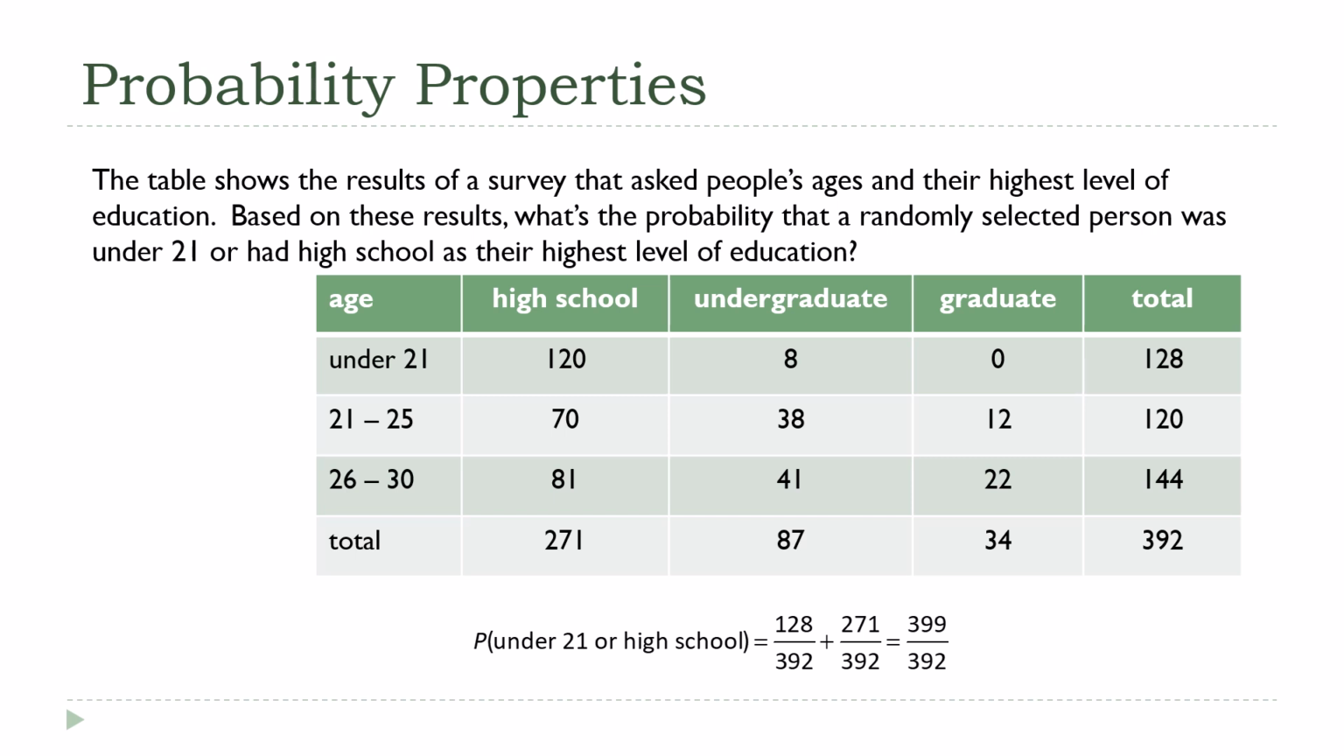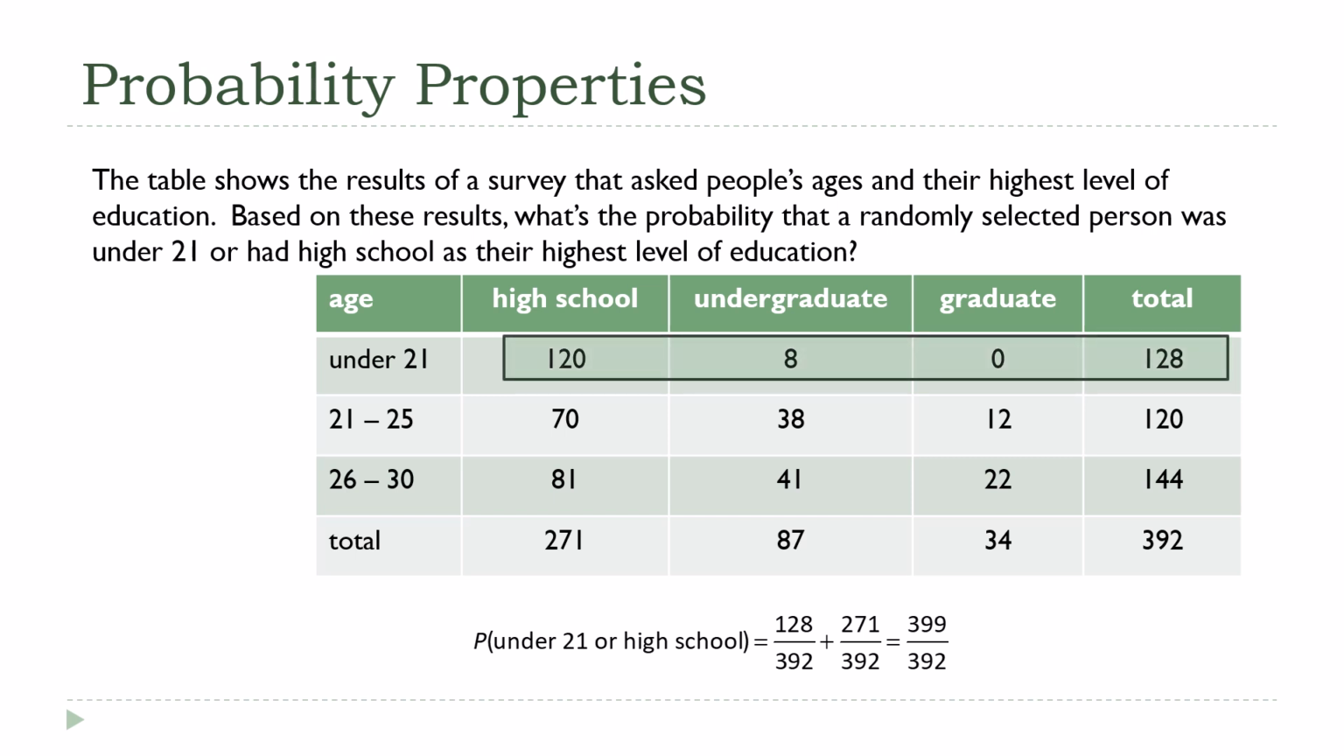Well, hopefully you see, just from the addition here, that this can't possibly be the right answer. We ended up with 399 over 392, and that's greater than 1. And our probabilities can't be greater than 1. Okay, so what happened? What happened was that the requirements to use that property weren't satisfied. If we look at the under 21 category, that's this group. And if we look at the high school category, that's this group. And you notice that there's overlap. These groups are not independent, right?